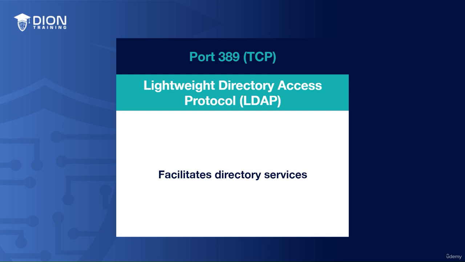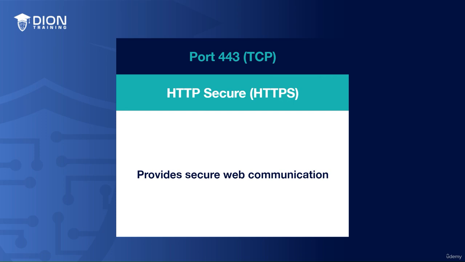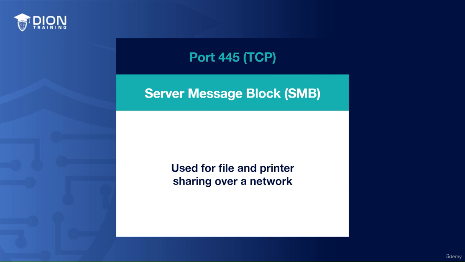This is going to be able to help you with directory services, and it operates over port 389 using TCP. Port 443 is going to be used for HTTPS, or the Hypertext Transfer Protocol Secure, and this provides us with a secure web communication process that operates over port 443 using TCP. If you ever go to a website and it has that little lock in the corner, that means you're using an HTTPS connection. Next, we have port 445.